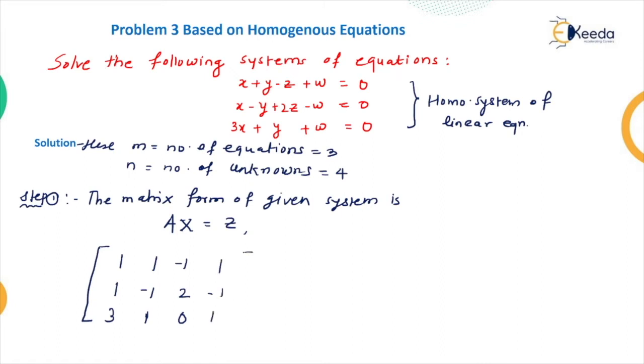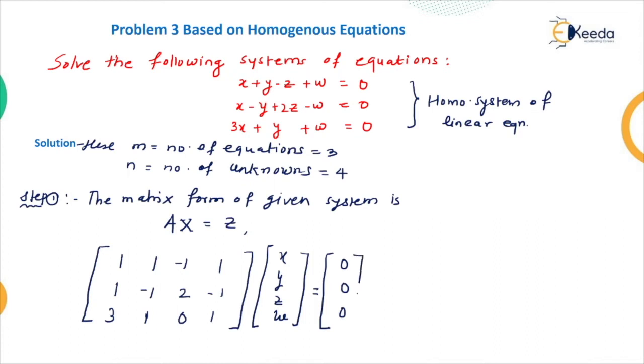And you also have to write the unknown matrix. What is the unknown matrix? The unknowns in this equation are x, y, z, and w, and that equals 0, 0, and 0. So this is the system of equations in matrix form.